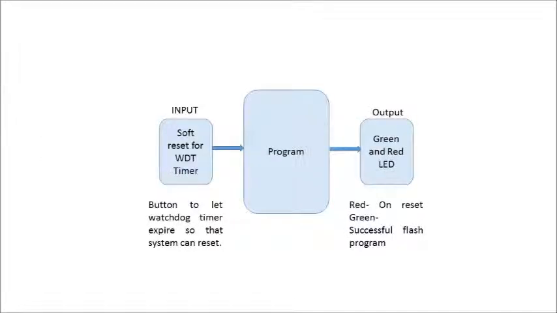This is the level 0 diagram of the demonstration, where we can see the inputs and outputs. The input is a soft reset for the WD timer as a switch. The output is a green and a red LED. Now we'll see the level 1 diagram.